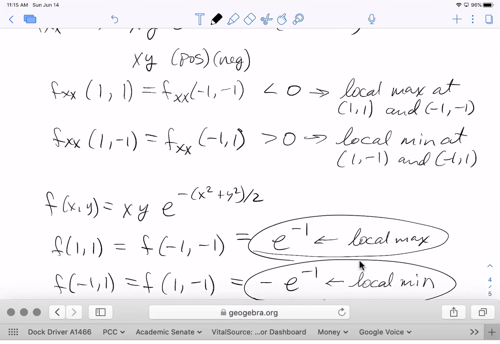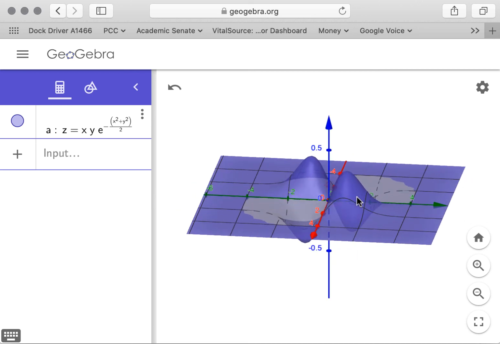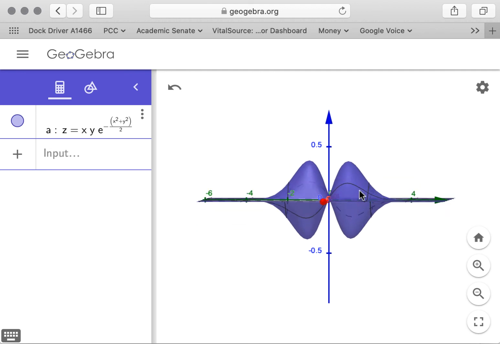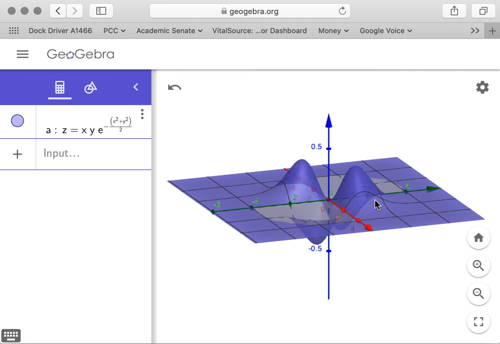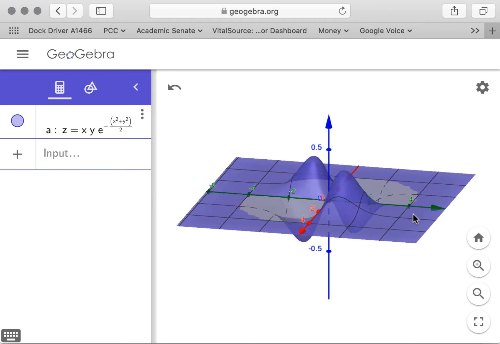So that you can see what's going on, I have a graph here in GeoGebra of our function. And here's the positive x-axis pointing to the left, positive y-axis pointing to the right. And so this peak here is associated with the point (1, 1). We also see another peak associated with the point (negative 1, negative 1). And likewise, there is underneath the fourth quadrant a trough, I'll call it, and also underneath the second quadrant a trough. Those are associated with (1, negative 1) and (negative 1, 1).